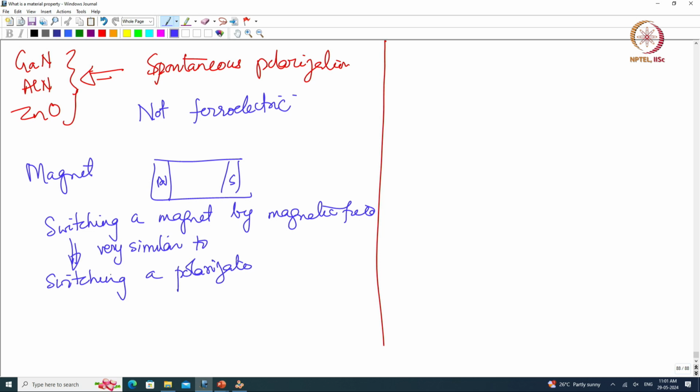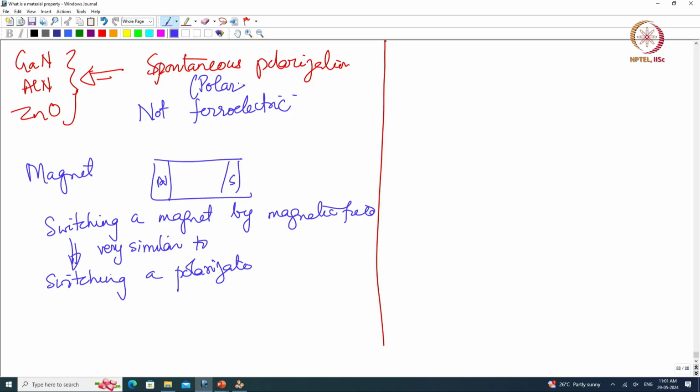Okay. So, these materials, the gallium nitrides, the aluminum nitrides, the zinc oxides, are all very good polar materials. They have spontaneous polarization, they have polar underlying point groups, but they are not ferroelectric because you cannot switch them before you break them, before the breakdown event happens. However, there are other materials, and we will spend some time in the next class trying to understand these materials, their underlying point groups and so on.